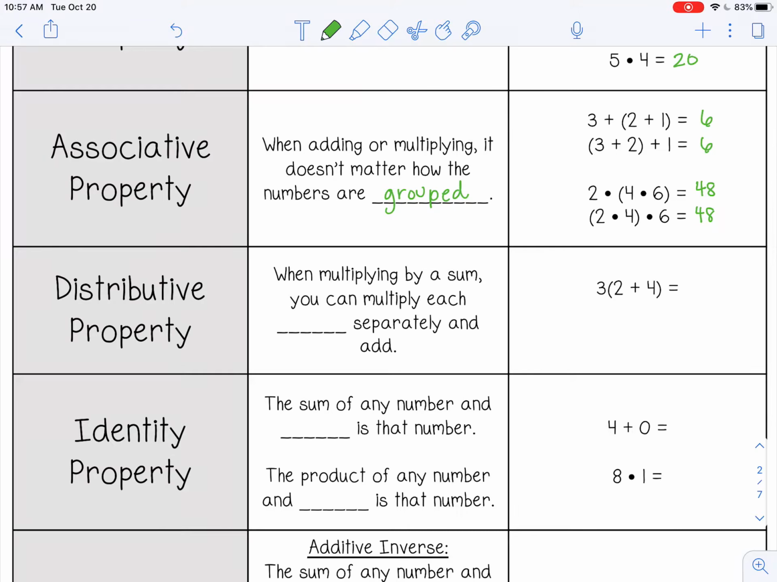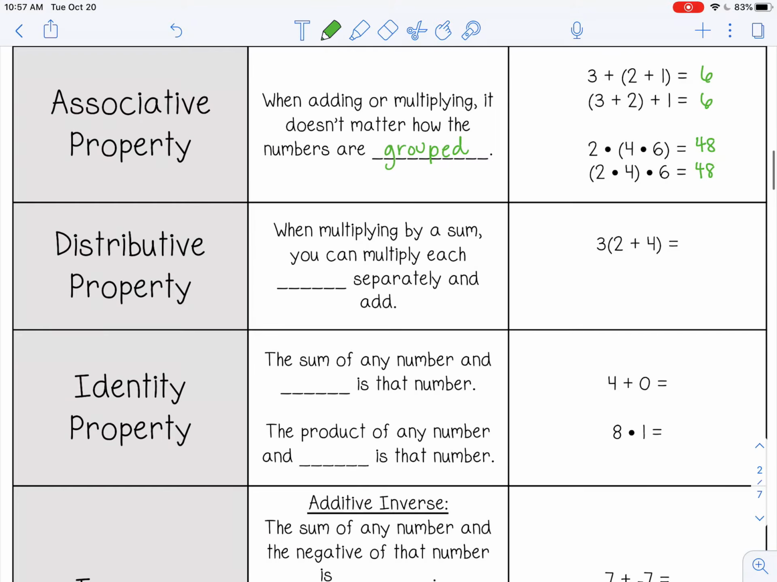The next is the distributive property, which we've already talked about when solving equations and when simplifying expressions. That's when multiplying by a sum, you can multiply each addend, which means the numbers that you're adding together. You can do those separately and then you can add. So, for example, I can multiply 3 times 2, which is 6. Plus 3 times 4, which is 12, and then add those together, you get 18.